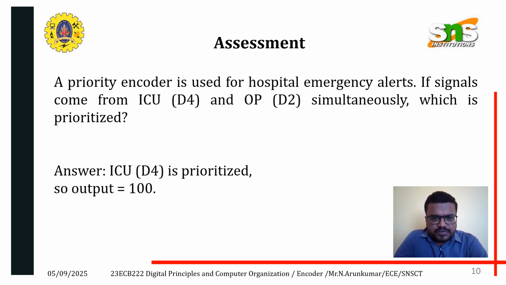Here the outputs are taken as 1, 2, 4, 8. It is a 3-bit output, so it is considered as 100. D2 is 010, which is the value 2. So while considering the priority encoder, I am choosing this D4 as the first.